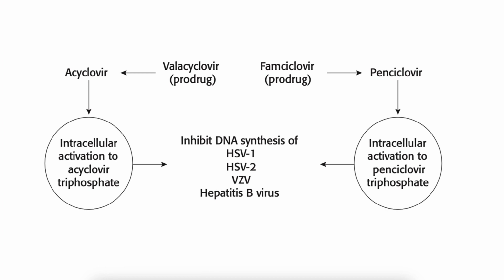Here in this flowchart, we can see acyclovir, valacyclovir, famciclovir and penciclovir inhibit DNA synthesis of herpes simplex 1, herpes simplex 2, varicella zoster virus and hepatitis B virus. Valacyclovir is a prodrug for acyclovir which undergoes intracellular activation to acyclovir triphosphate and then inhibits DNA synthesis. Whereas famciclovir is a prodrug for penciclovir which undergoes intracellular activation to penciclovir triphosphate and inhibits DNA synthesis.